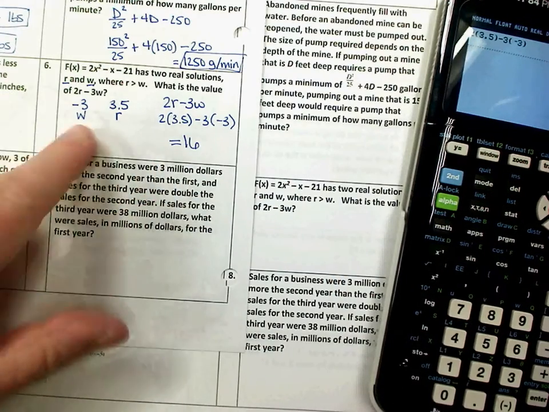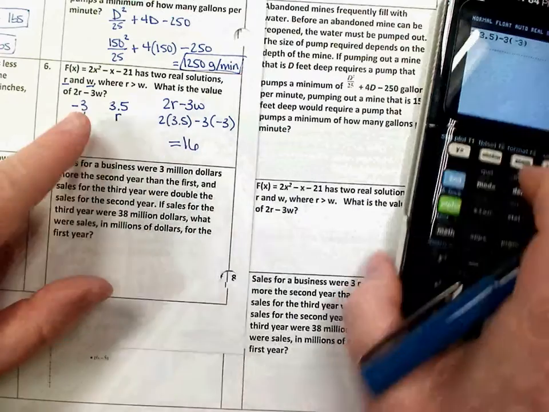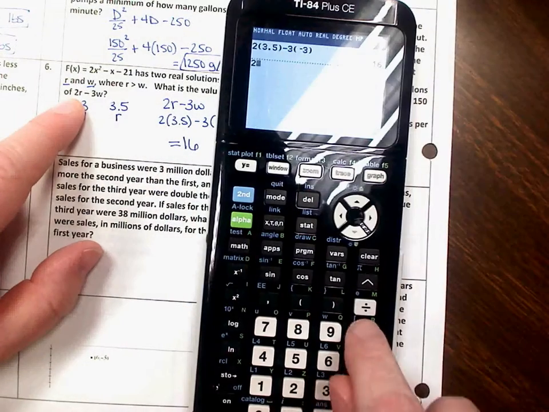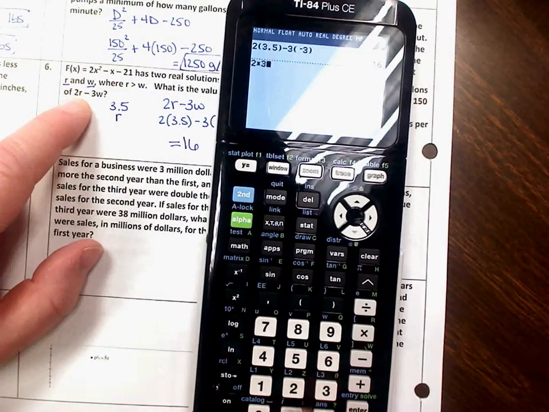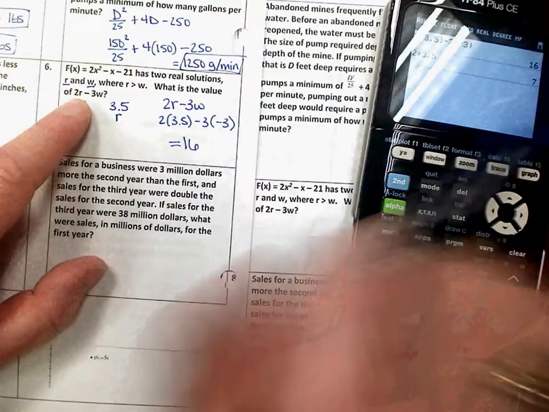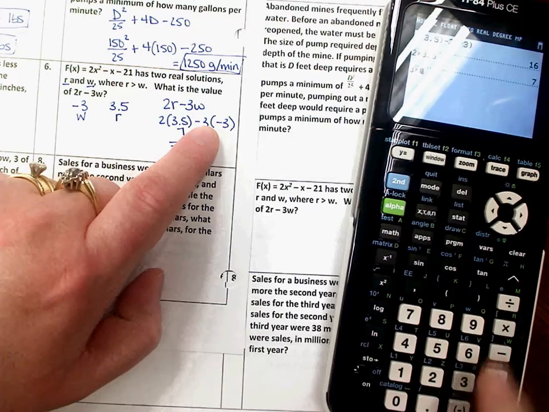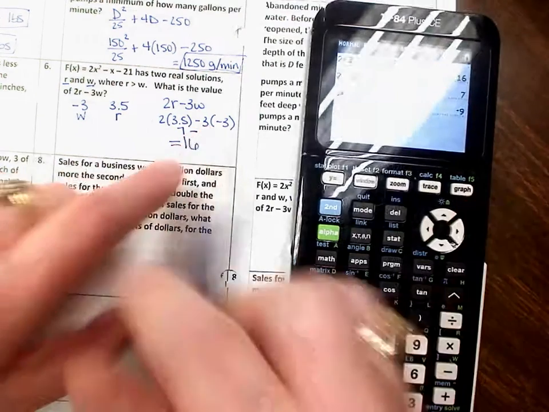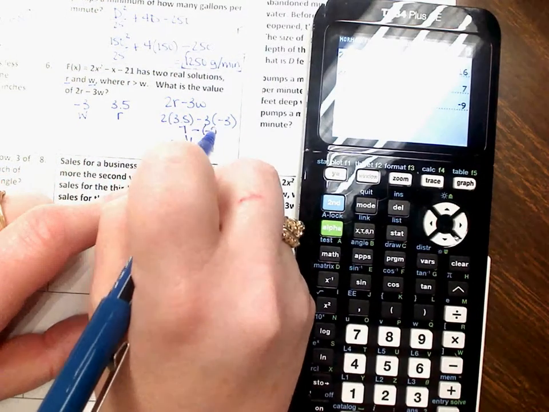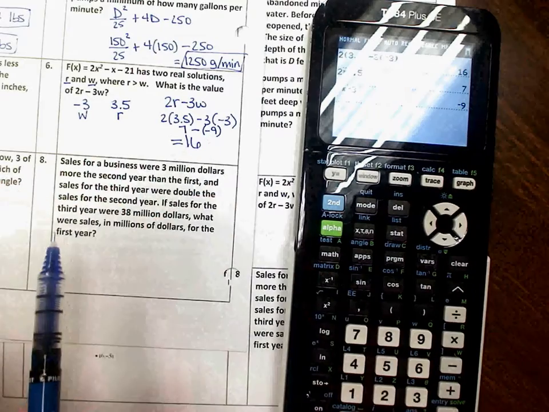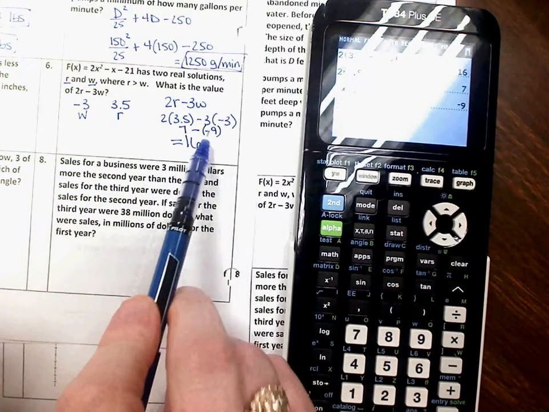If this gets confusing with you putting it all in at one time, just do the 2 times r first, 2 times 3.5, and write down that answer, which is 7, and then subtract 3 times -3. So 3 times -3 is -9. Well, subtracting a negative is the same thing as addition. 7 plus 9 is 16.